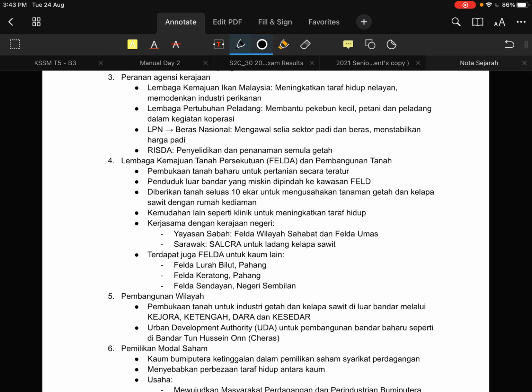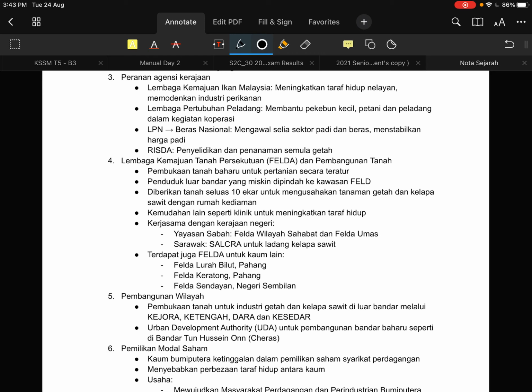And then they are given tanah seluas 10 ekar. 10 acres is quite big. So this land is to be used for plantation, mainly getah and kelapa sawit. So FELDA is mainly like protected land for people who cannot afford to do stuff at their own place, to come to FELDA and then do the stuff there instead.